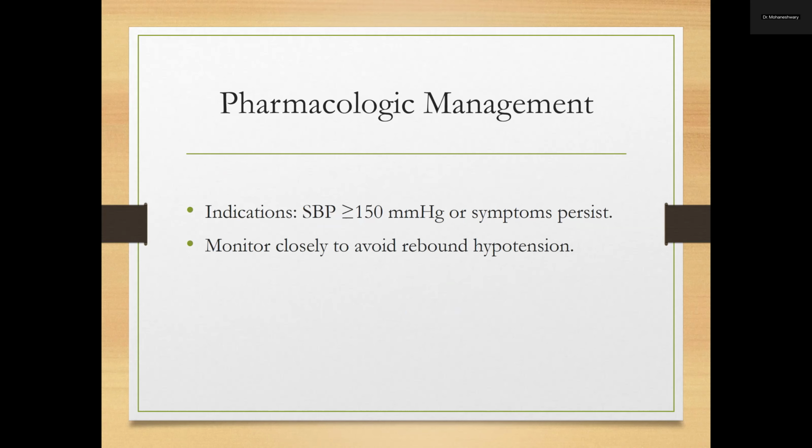So, as I mentioned earlier, you've checked the bowel, the bladder, and the skin. Usually when you settle the bladder or the bowel, these two being the most common causes of AD, the blood pressure will automatically come down. It's like a miracle. It does come down. But if the blood pressure persistently stays high, more than 150, and the symptoms still persist, then the patient warrants pharmacological management.